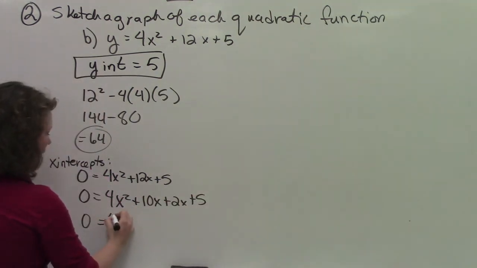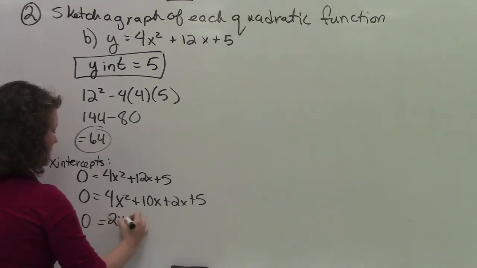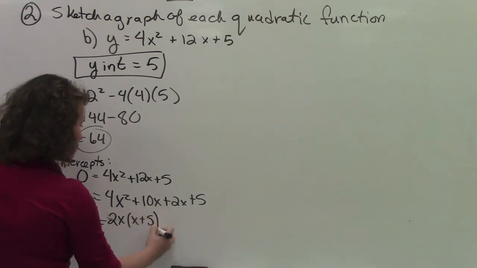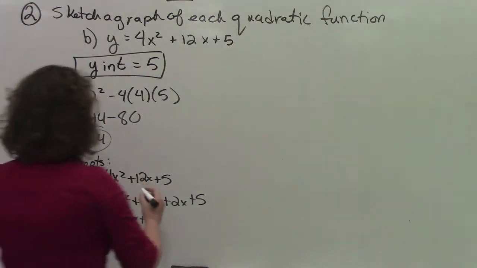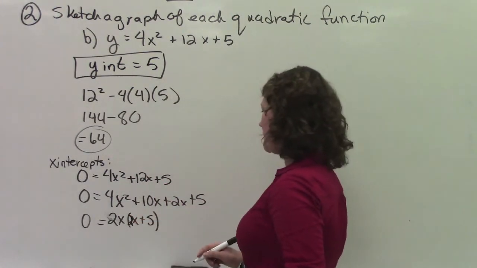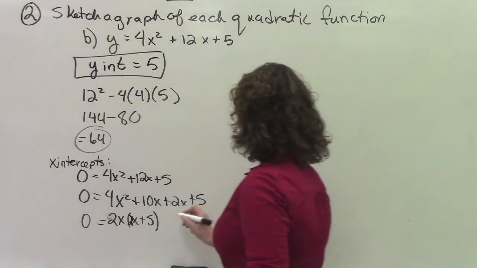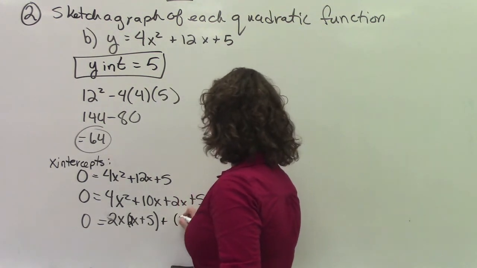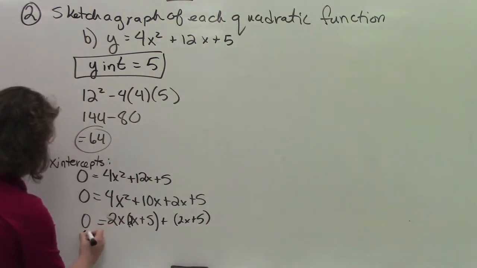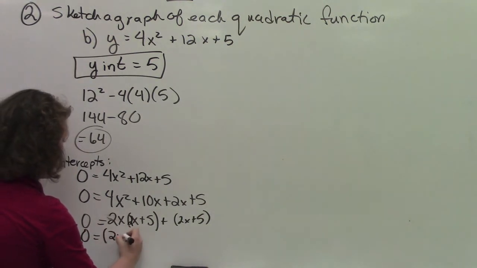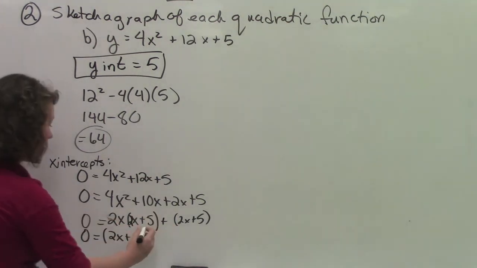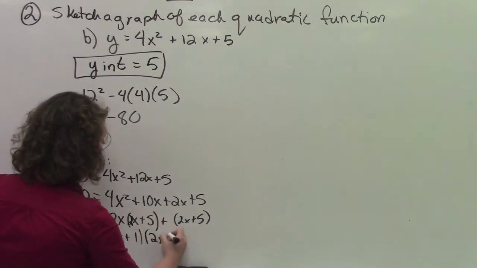0 equals 2x, x plus 5. Yep. And it's 2x plus 5. 2 times 2x plus 5 plus 1 times 2x plus 5. So when I'm factoring this out, all I'm getting is 0 equals 2x plus 1 times 2x plus 5.